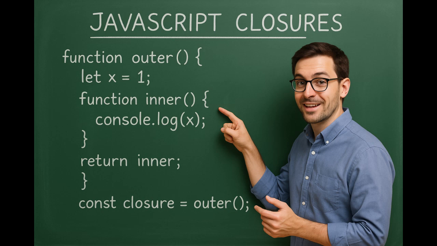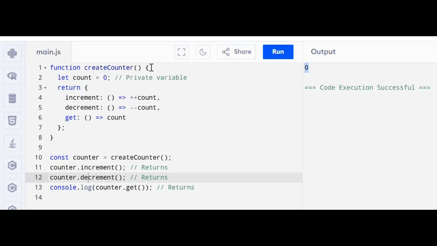Let's take a look at a practical example you might encounter in interviews. A counter function. This is a great way to see closures in action. Here, we've created a counter. The increment and decrement functions have access to the count variable due to closure, and they can manipulate it even though it's not directly accessible from outside the createCounter function.